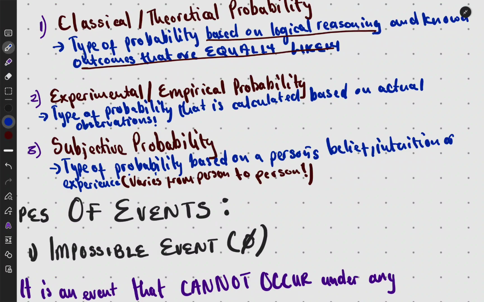The next person may disagree with you. So it varies from person to person, this subjective one. Subjective means it is subject to the person. It is a guesswork type of thing. It is based on your intuition or your belief, or it is based on your experience.